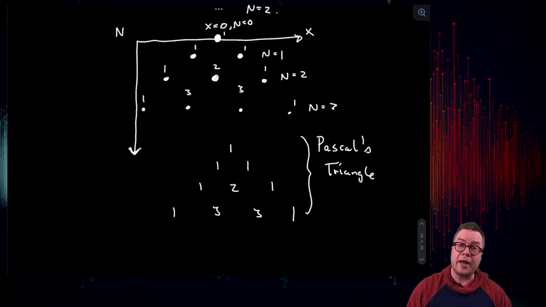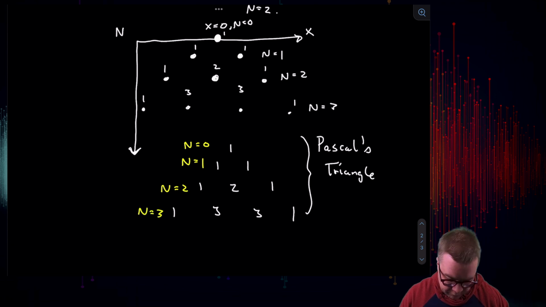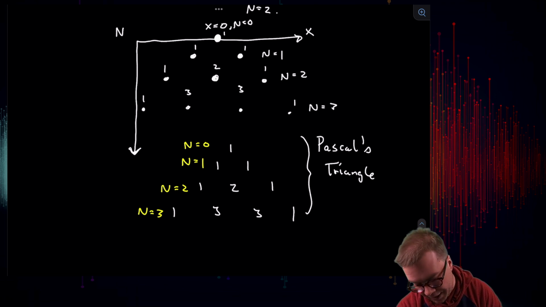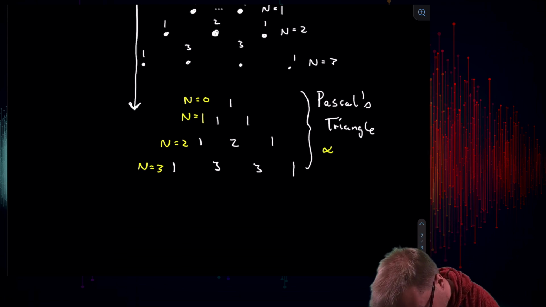In other words, Pascal's triangle is telling us, for each n, let me write it one more time. This is n equals 0, n equals 1, n equals 2, and n equals 3. For each value of n, we find that the number of different ways that we can get to a certain position is given by the coefficients from Pascal's triangle, which you remember, or I hope you remember, is related to the coefficients of the binomial expansion.